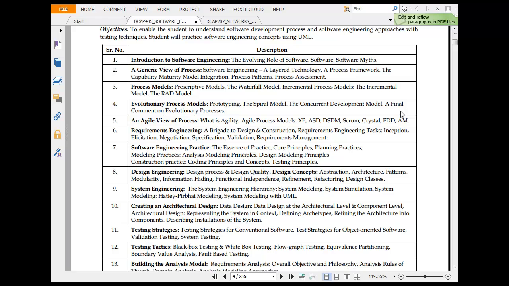Then you have other software engineering core principles. Design engineering starts with abstraction, architecture, patterns, modularity, information hiding, functional independence, refinement, refactoring, and design classes. Then you have system engineering, which uses something called UML. It's quite famous, unified modeling. That would talk about how the input, output, and the system would look like. So it's a way of looking at the system based on input and output, and defining how that would change. That would be a part of system engineering.